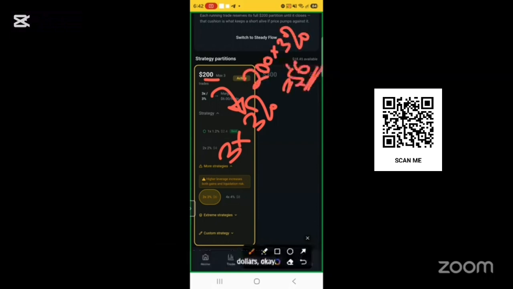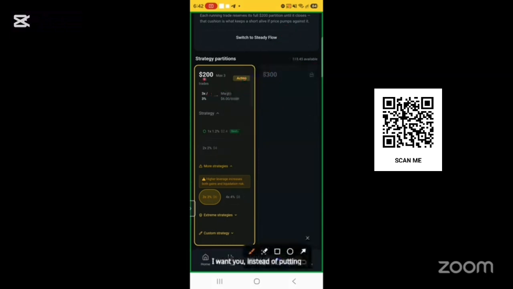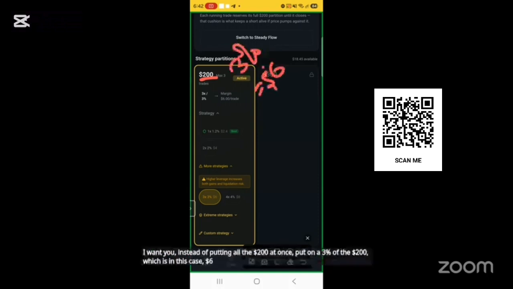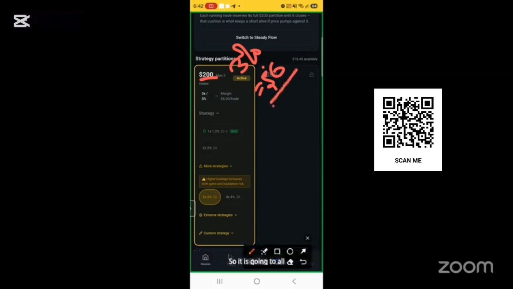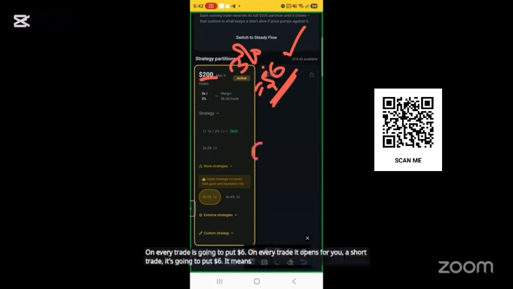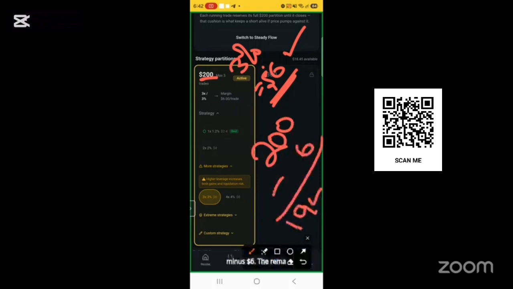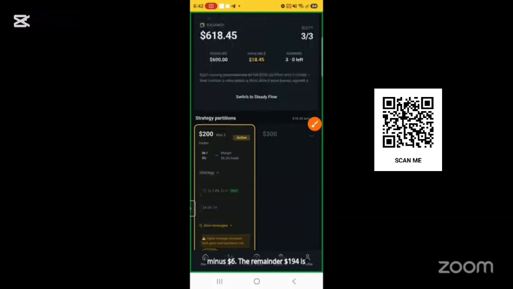Okay. Are we understanding? Instead of putting all the $200 at once, put only 3% of the $200, which in this case is $6. So it is going to allocate $6 per trade. On every trade it opens for you, a short trade, it's going to put $6. It means on your $200 minus $6, the remainder $194 is kept aside to protect your position.